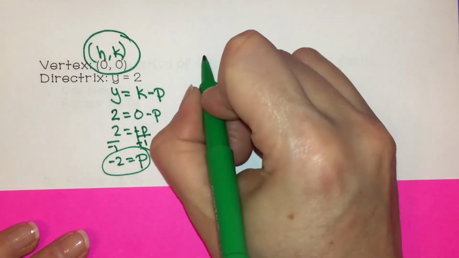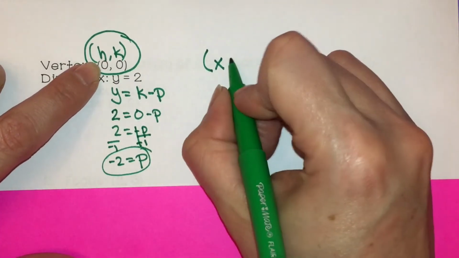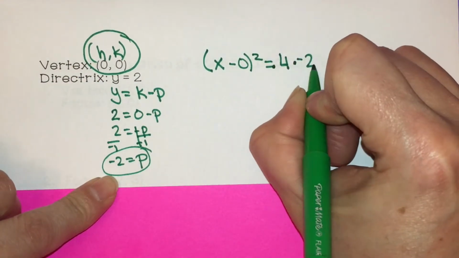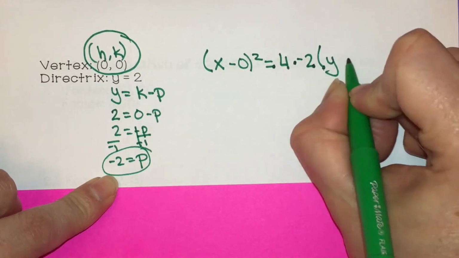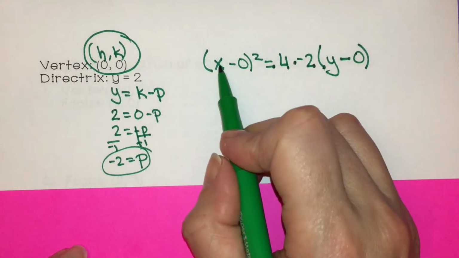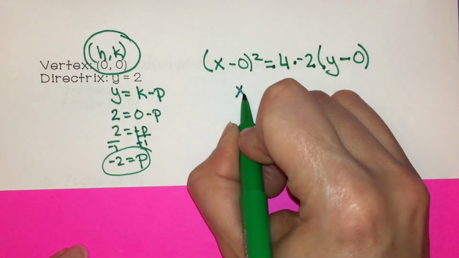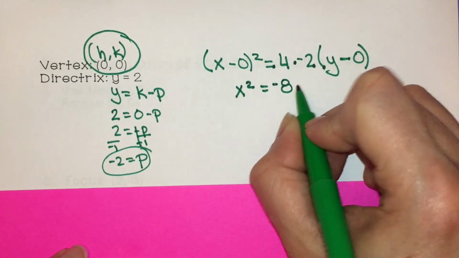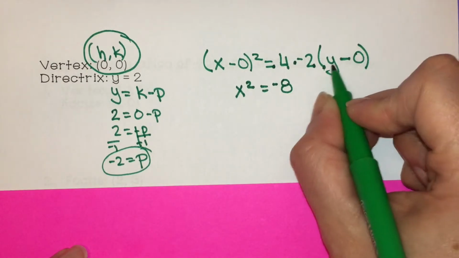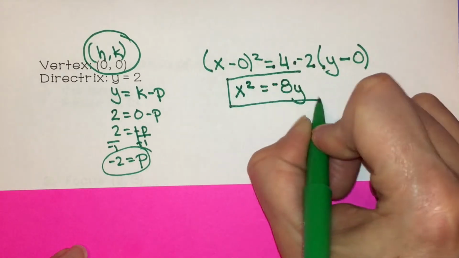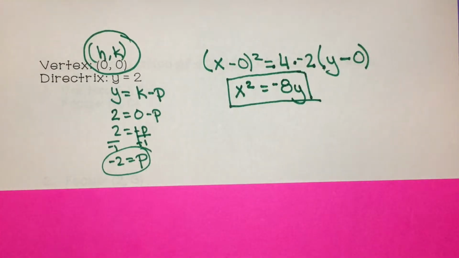So this is in the form x minus the h value, which is 0, squared, equals 4 times the p value, which is negative 2, multiplied by y minus the k value, which is 0. Now I'm going to simplify. X minus 0 is just x, so I'm left with x squared. 4 times negative 2 is negative 8, multiplied by y minus 0, which is just y. Negative 8 times y is just negative 8y. So this one's simplified further than the other ones just because I have zeros on the inside.